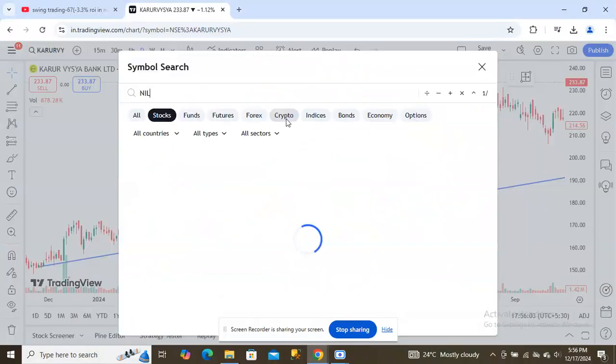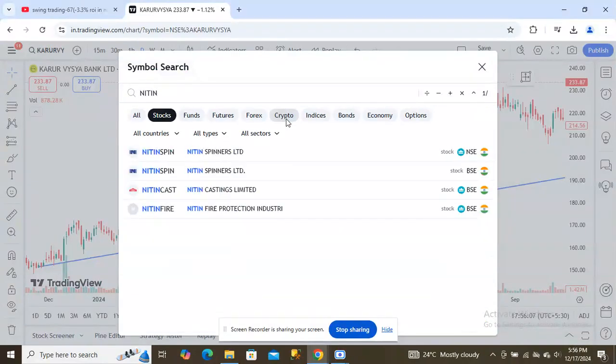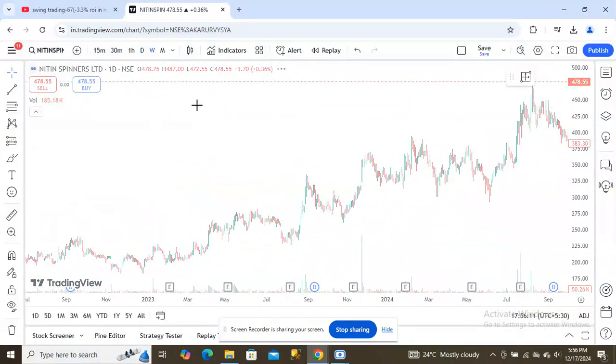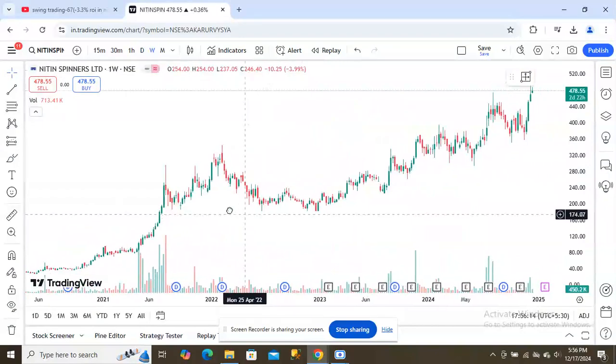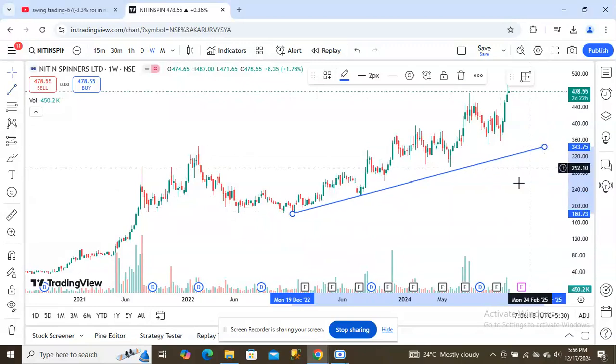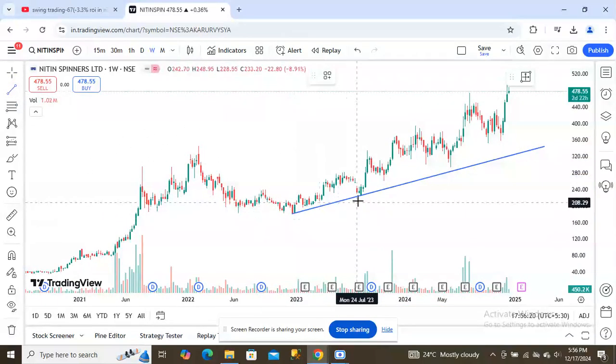the stock is in the weekly time frame. This is the trend line. Sometimes trend lines will work. Don't neglect the trend lines.